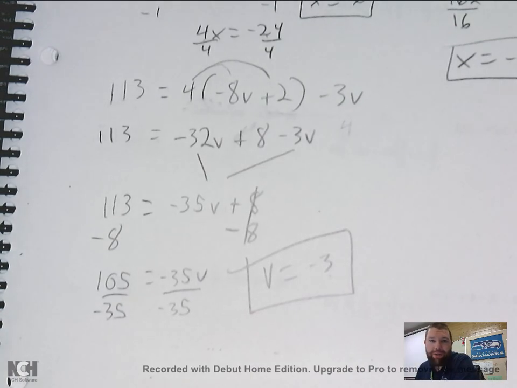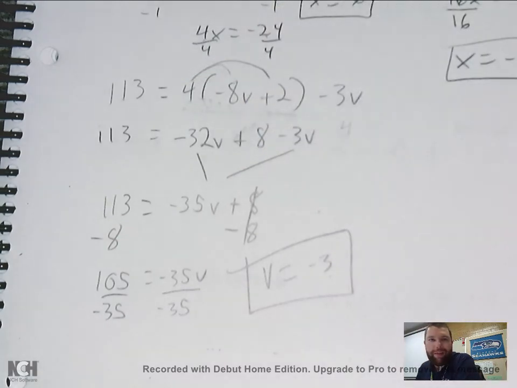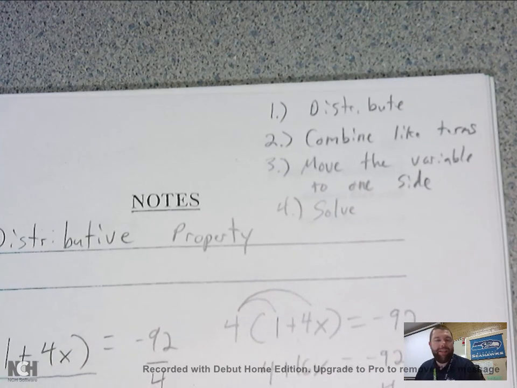Okay, not too tough, right? When you've got the number in front, you just got to multiply it into the parentheses like that, and then you just follow your steps, and you're done.